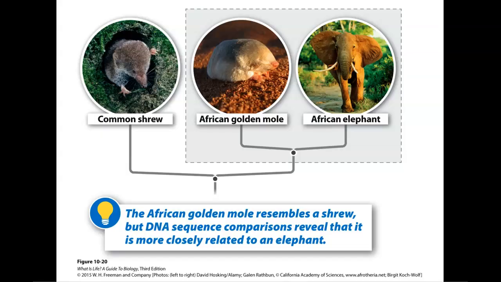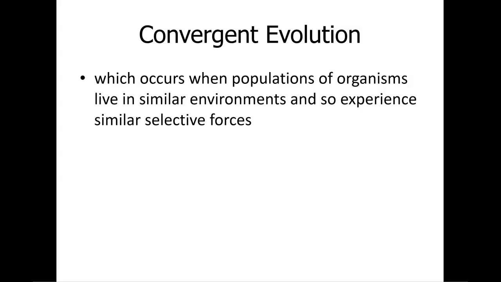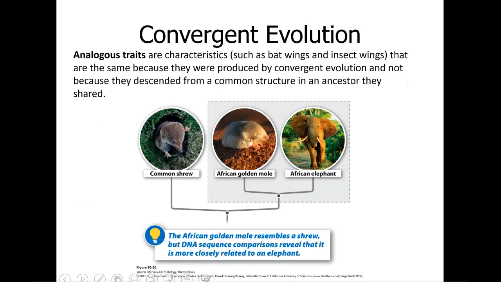But then DNA came around in the 1980s, and the DNA evidence revealed that the African golden moles are more closely related to elephants than they are to insectivores, including all of the other mole species. That kind of blew everything out of the water when they were able to analyze that DNA. This gives us what's called convergent evolution. This occurs when populations of organisms live in similar environments and so experience similar selective forces. So why do they look similar to these insectivores? Because of that phenomenon called convergent evolution.